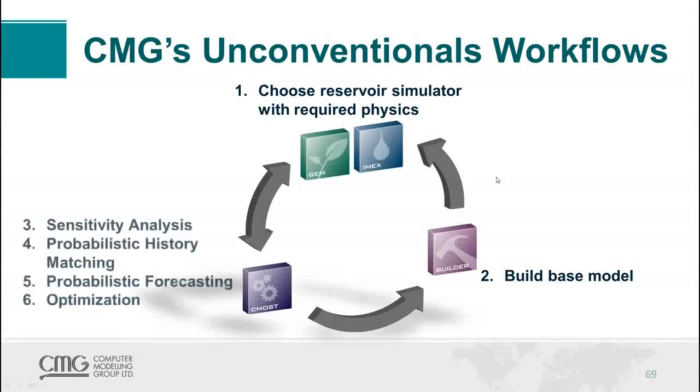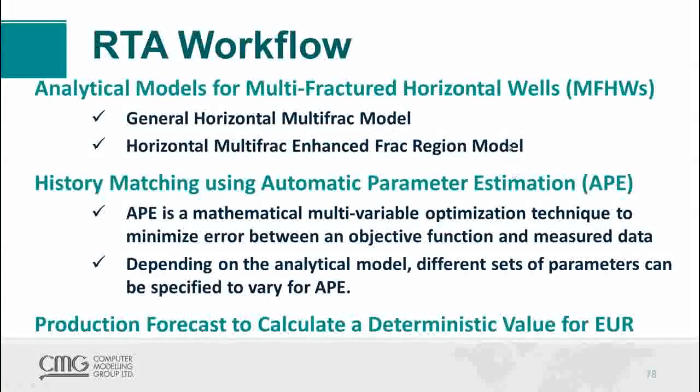So again, the unconventionals workflow for CMG, we don't need to revisit this. I just wanted to remind you that this is what we're talking about. The RTA workflow that's in the package has two analytical models for multi-fractured horizontal wells. One's called the general horizontal multifrac model. The other is called the horizontal multifrac enhanced region model. You'll see a picture of the differences of those on the next slide.